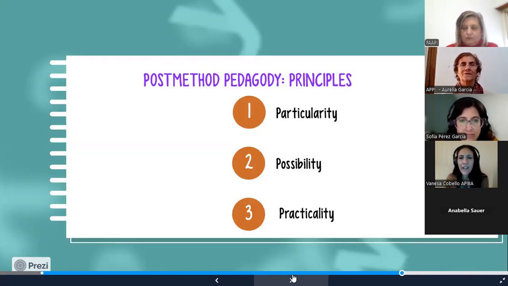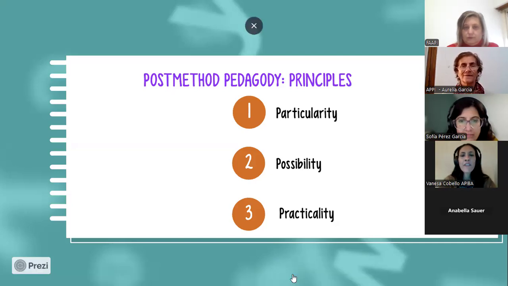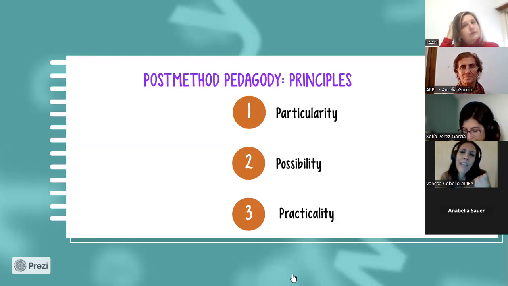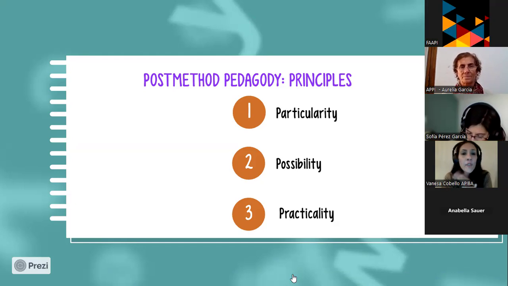This is just the last part of it. Do not forget about this kind of new, it's not that new, post-method pedagogy. It's a framework that deals with eclecticism, and there are three principles that have to do with it: the principles of particularity, possibility, and practicality. It's very important to take these principles into account when preparing your classes, or in this case, your CSE lessons.